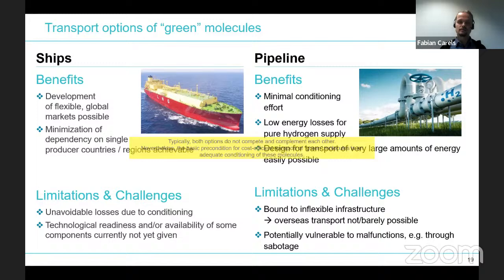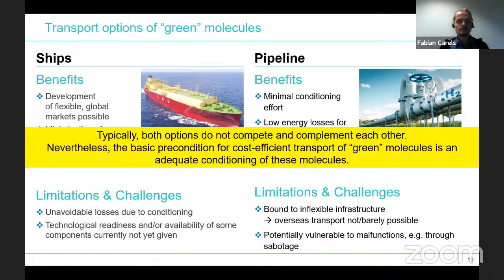So to make a final statement for the different options, both options, ships on the one hand side, pipelines on the other hand side, do not compete with each other, but complement each other. So we might need both, and we might see both in the future for the green molecules. Nevertheless, the basic precondition to enable cost-efficient transport of green molecules is an adequate conditioning of the respective molecules.